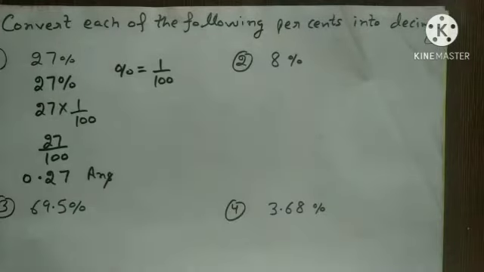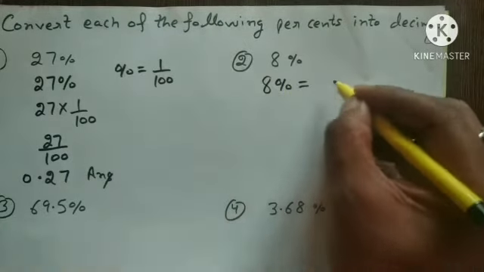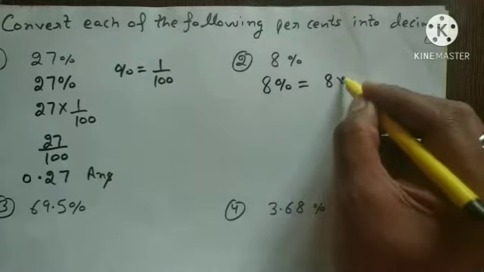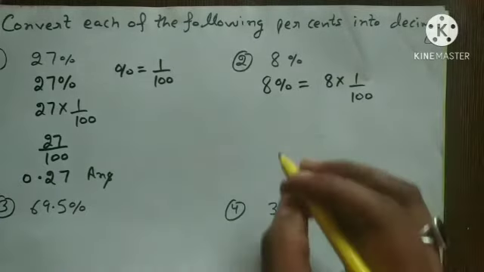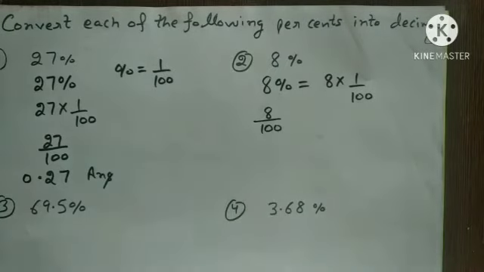Now you see we are on the second part, that is 8%. What is the meaning of 8%? 8% means 8 multiply 1 over 100. Okay, so I will write 8 over 100. So what is this? This is the decimal fraction.